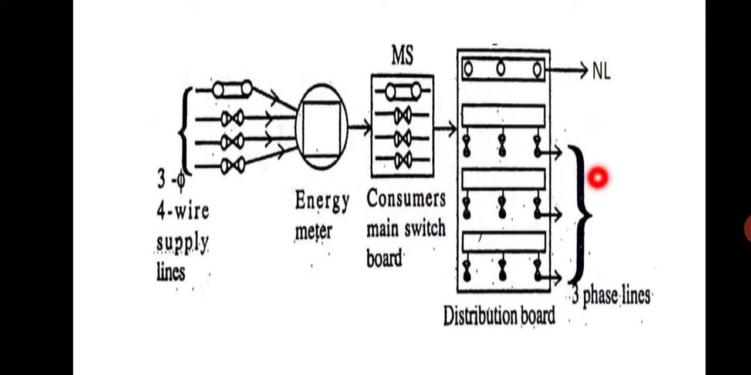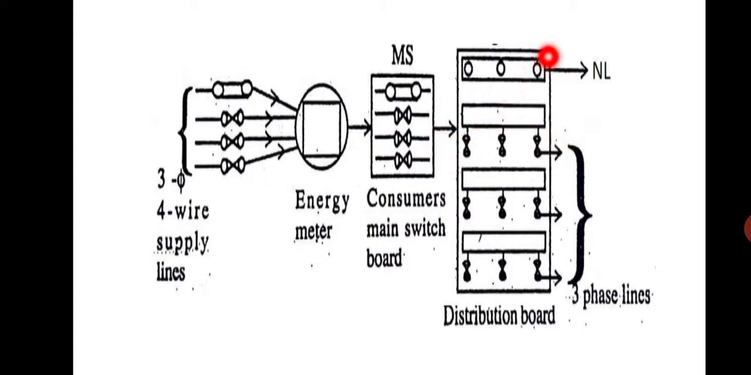Okay, so I just recall that between the service main, energy meter and consumer there is a cutout, but it is not shown, so you can include a box here labelled cutout. Then you can take a consumer switch, then the distribution board. This distribution board will have fuses here, you can see the fuses, and this will be the neutral link.